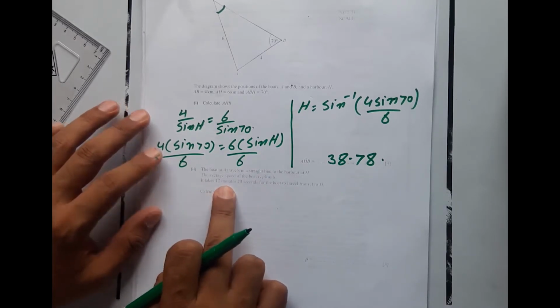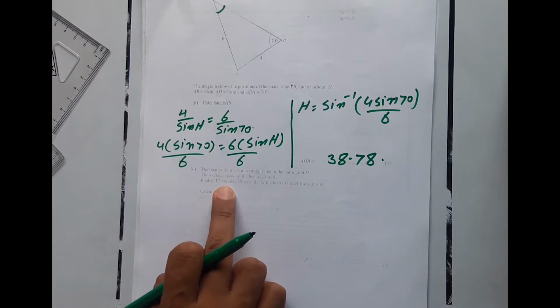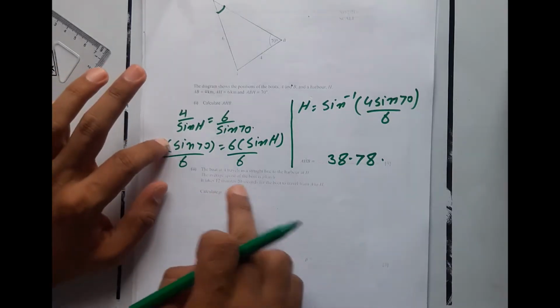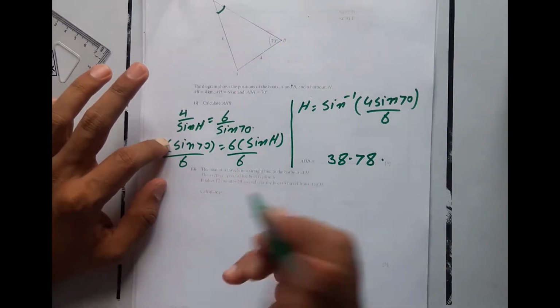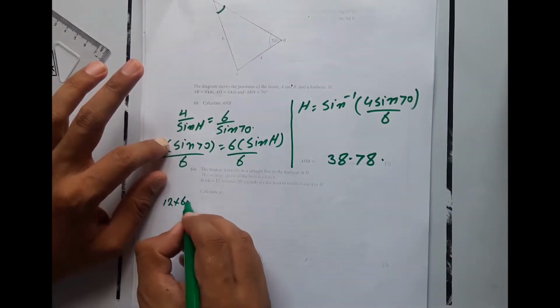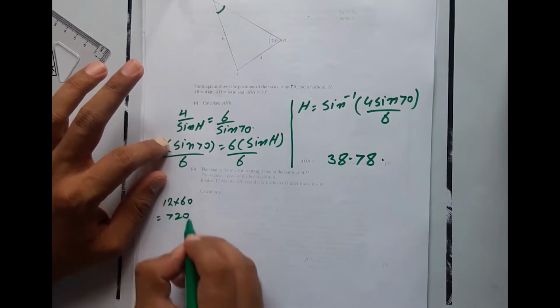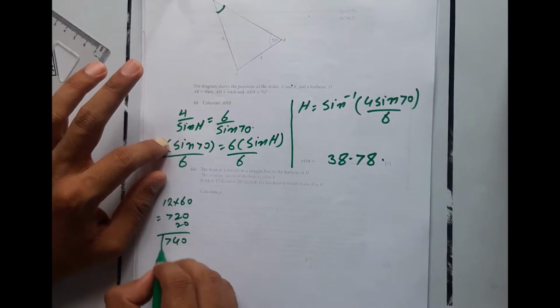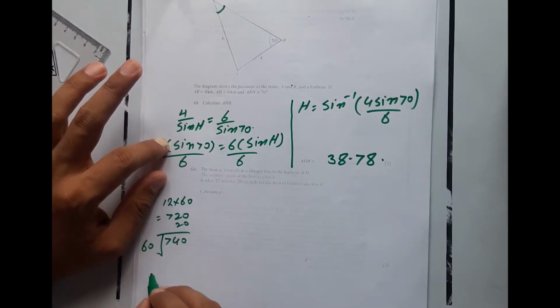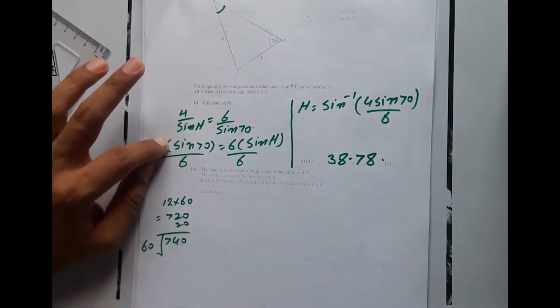First we will change the time, minutes and seconds, into hours. First we have to change minutes into seconds. 12 times 60 becomes 720. Then we have 20 seconds more. This will become 740, and then 740 divided by 3600. So time is equal to 0.2055 hours.